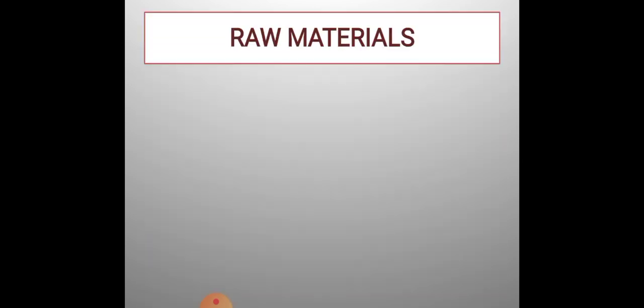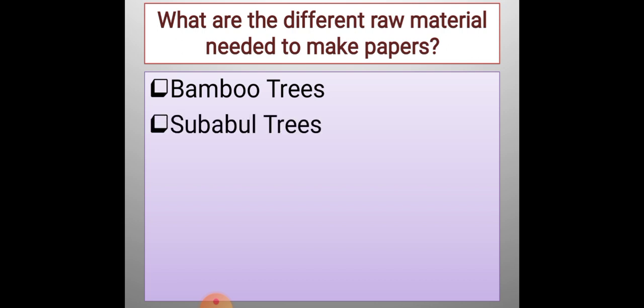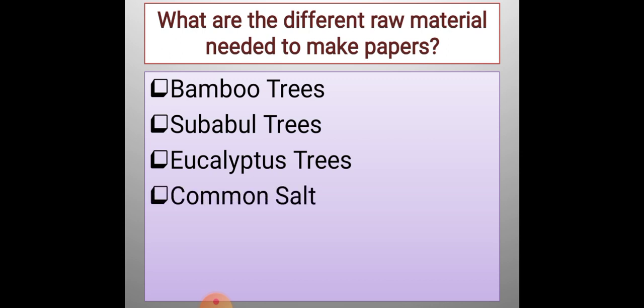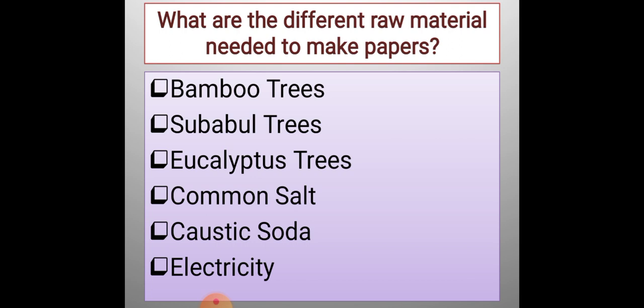Now, what is the raw material that is being used? What do you think it would be? Wood? Yes, wood, like bamboo trees, salvable trees, eucalyptus trees. Then they use common salt, caustic soda, electricity. As we gradually go into the lesson, we will be learning why we use these.